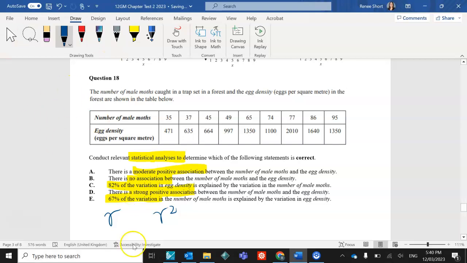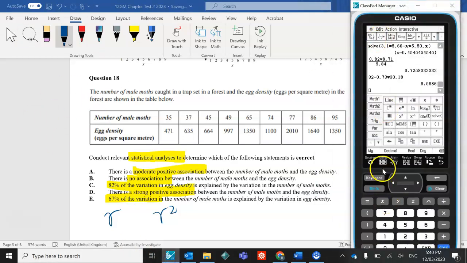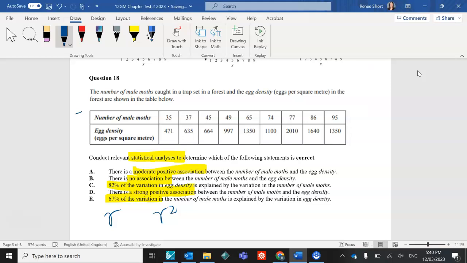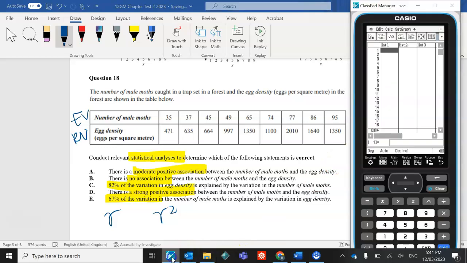So we will go to our calculator then, and if we head to our statistics menu, remember that I need to put my EV data in list 1 and my RV data in list 2. In this scenario, we'll be seeing if the number of male moths as my EV predicts the egg density, so eggs per square metre. Male moths being my EV, that's going to go in list 1, so I'll start with 35, and egg density being RV goes in list 2, so that would go in there for 71.